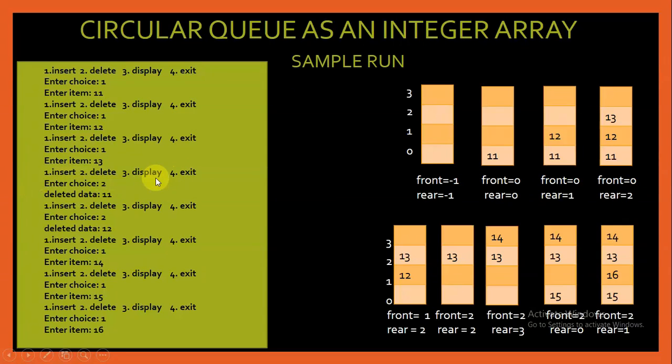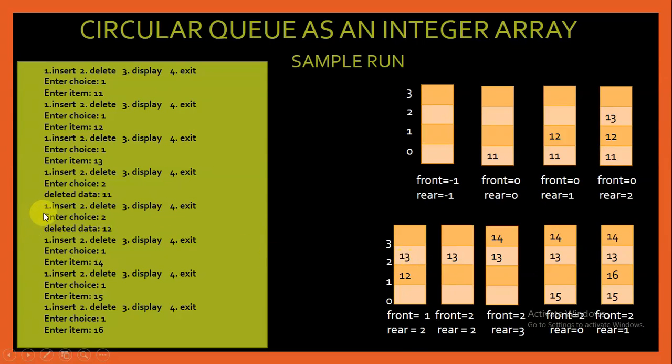Now again the menu will be displayed, and now I am deleting an element from the queue. If I delete an element, I will choose the choice 2. The element which is deleted will be 11. As you can see, 11 is the first element which was inserted in the queue, so this will be deleted first. So my front becomes 1. Front was earlier 0, you can see here. Now my front will become 1 and rear remains at 2.